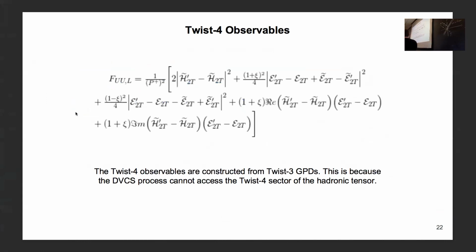But the twist-4 observables that you're seeing here are kinematic twist-4, so you've got an extra suppression of P plus from twist-3. And these are given in terms of, similarly with twist-2, as you saw, these were mod squares of your GPDs. You get similar mod squares of your twist-3 GPDs.